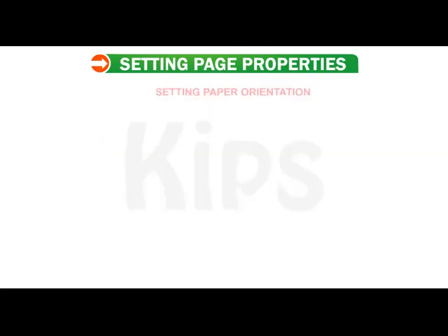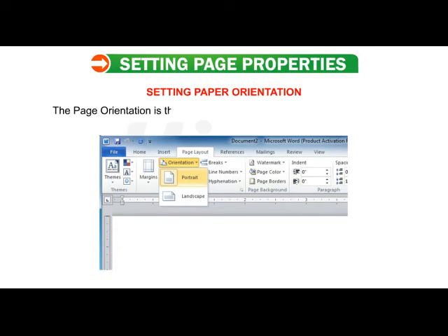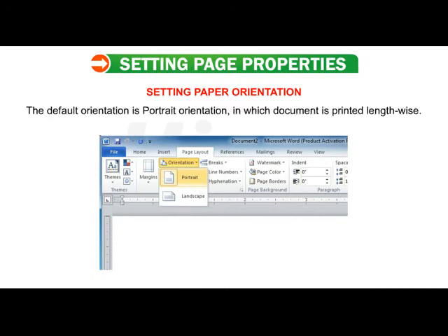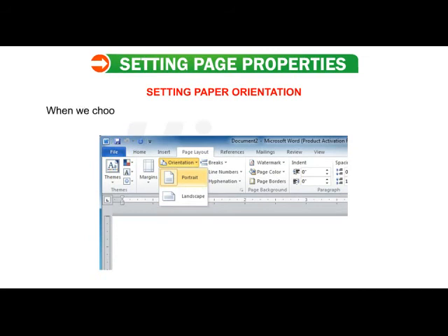Alright students, now we will talk about setting paper orientation. The page orientation is the property to set the printing direction of the text. The default orientation is portrait orientation, in which the document is printed lengthwise. When we choose landscape orientation, the document is printed widthwise. To change the paper orientation, follow the given steps.